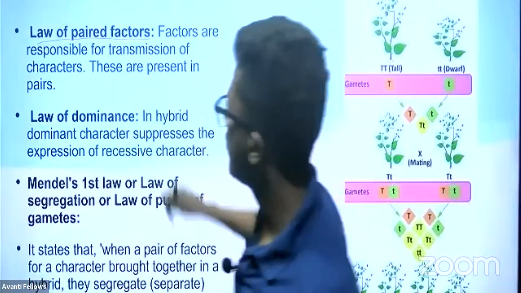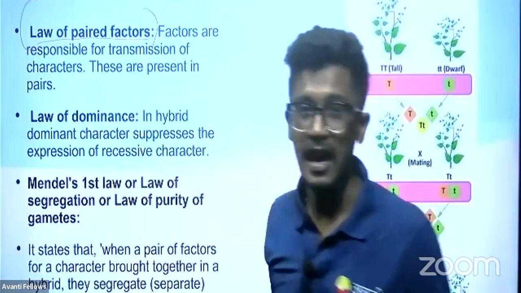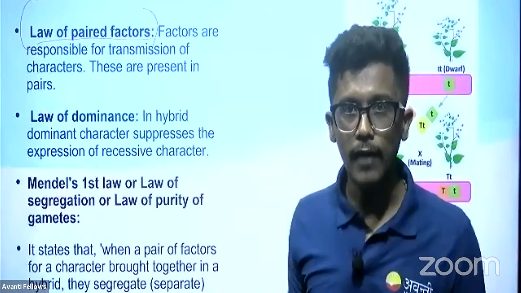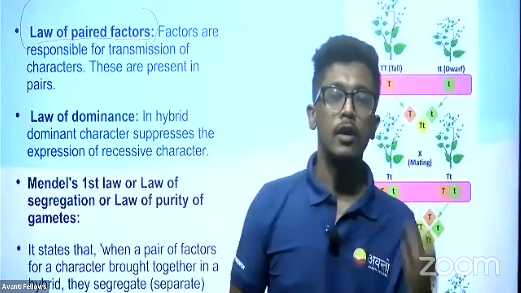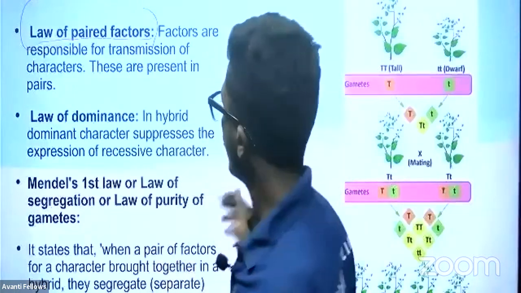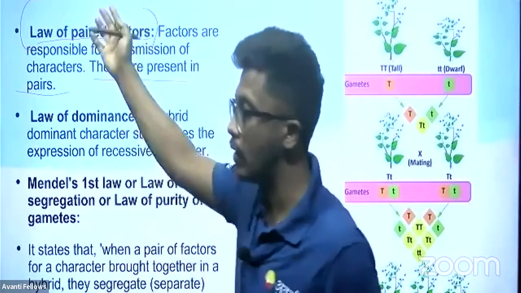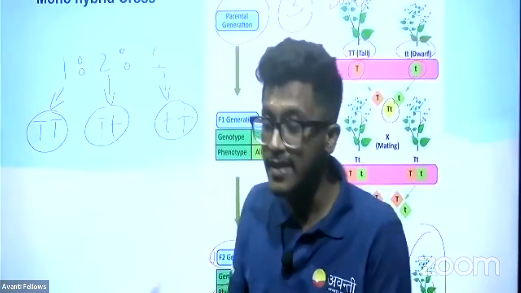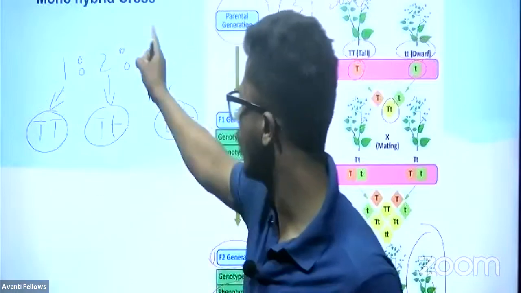So that is what he says. Whenever we have factors which are responsible for transmission of characteristics, they have to give rise to a character. So if we have a factor, they always have to be in paired form. They are always present in pairs. Got it? That is called the law of paired factors. So in a monohybrid cross, the first thing he understood was that if there are alleles, they have to be present in pairs. Very important concept.